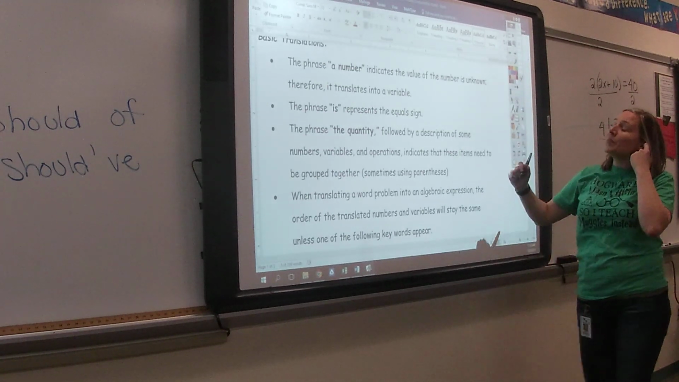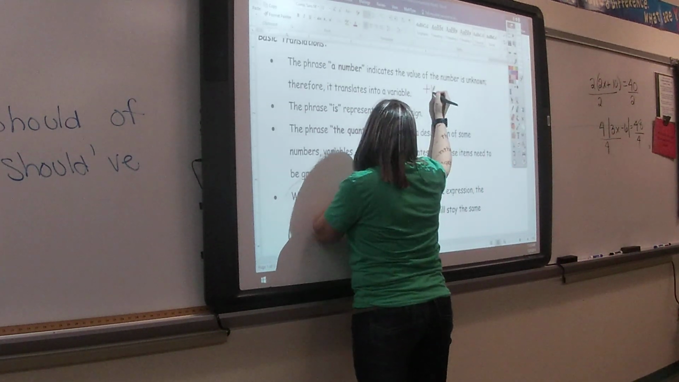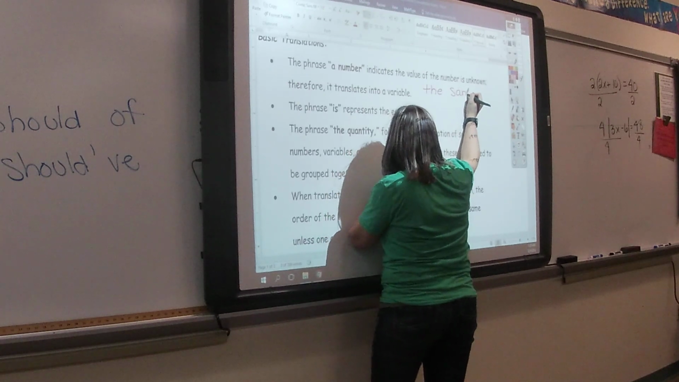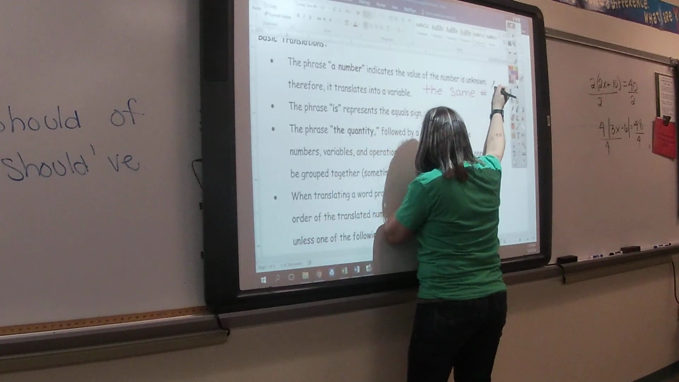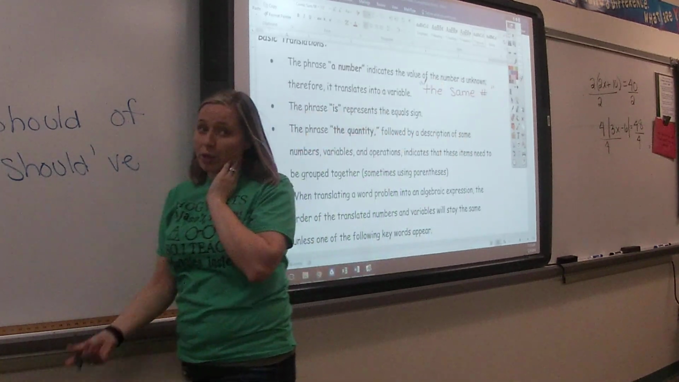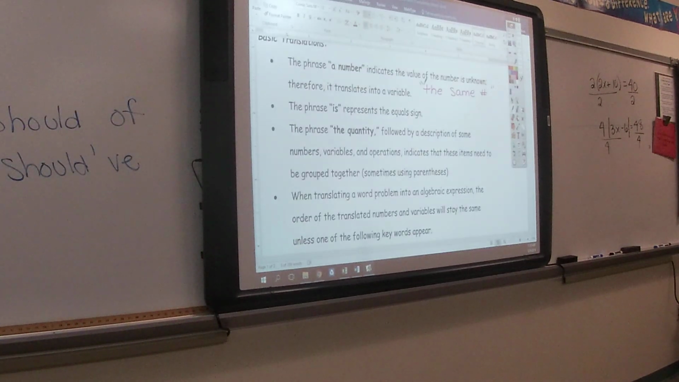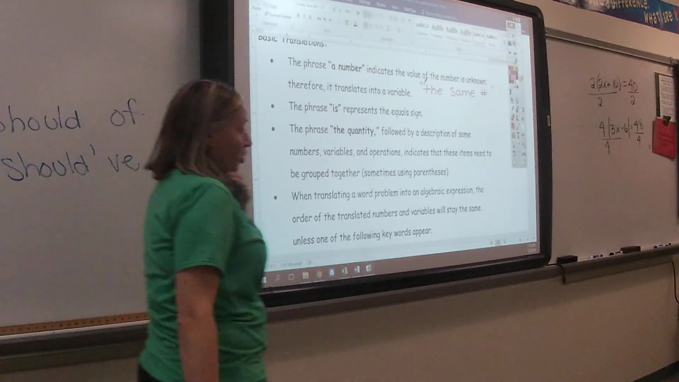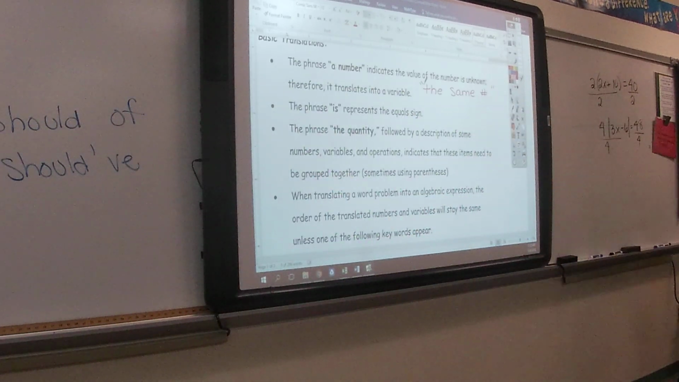If we read something that says the same number, you are using the same variable you already picked. So you can't read a number and pick X and then read the same number and pick Y. Once you pick the letter, you got to commit to it. Okay?